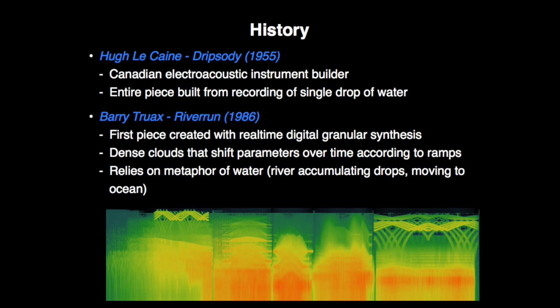By ramps, I mean these linear trajectories that move through the piece. On the slide is a spectrogram of Riverrun. It's a long piece, about 20 minutes long or so, and it divides into 5 sections. In 2 of these 5 sections, the outer 2, you can see these really clean linear trajectories. There are these frequency bands of grains that slide up and down over time.